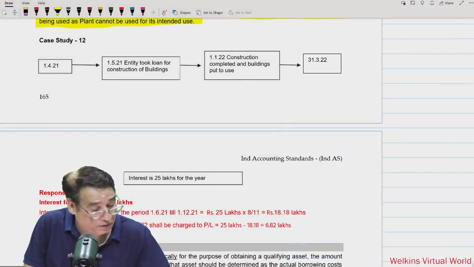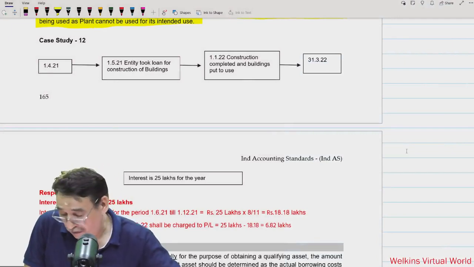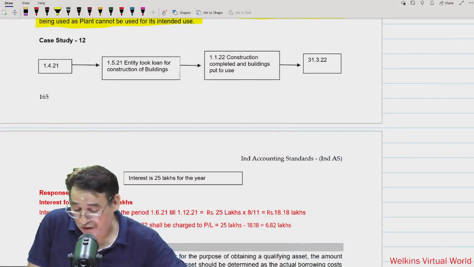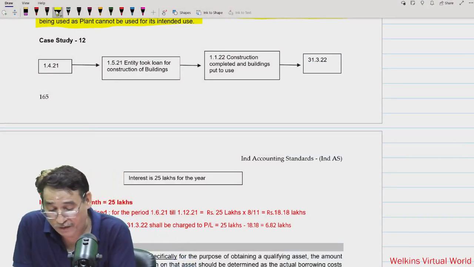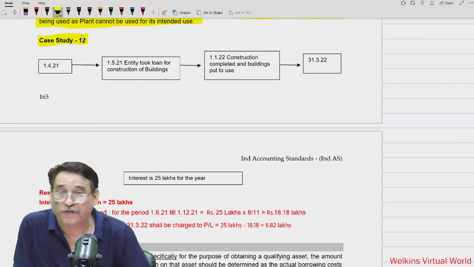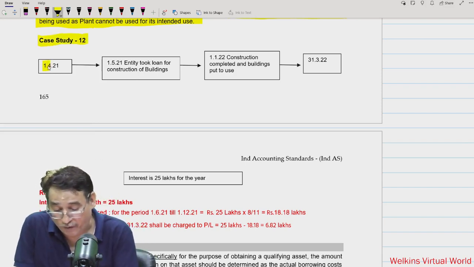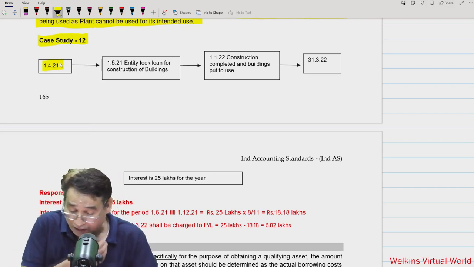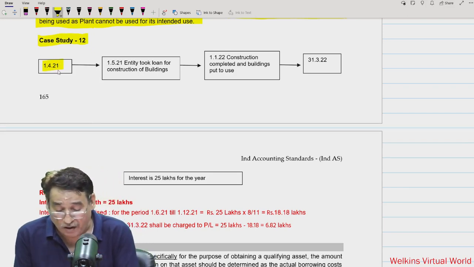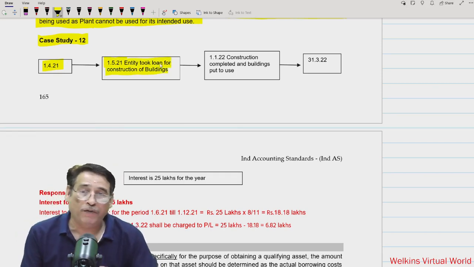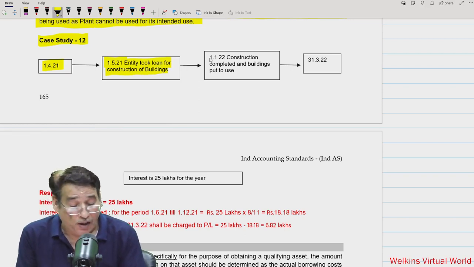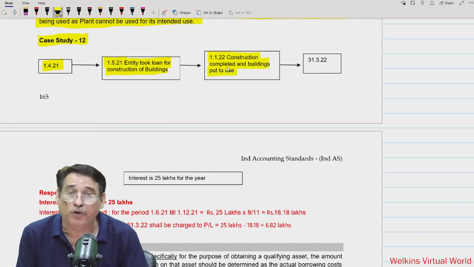So welcome again. After having a look over the first 11 case studies, now we move over to case study 12. In case study 12, what is given to us? Let's have a look over here. It is given that the accounting year starts on 1/4/2021, and on 1/5/2021, the entity took a loan for construction of a building. And on 1/1/2022, the construction was completed and the building was put to use.